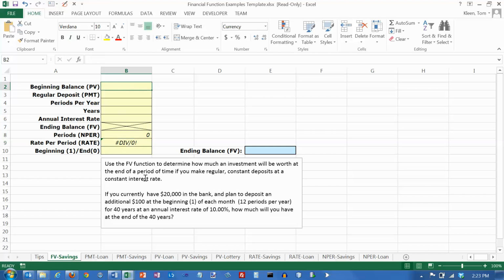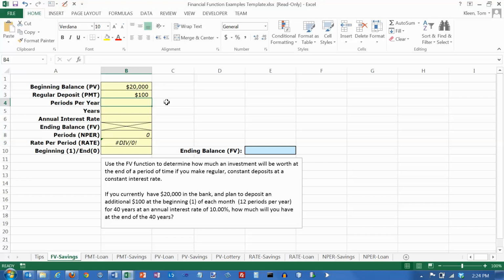Here is the sample problem. We have $20,000 in the bank. Money that you have right now is the present value, so let's put $20,000 up there. And we plan to deposit an additional $100 at the beginning of each month. And that would be our deposit amount, which is the payment, put 100.